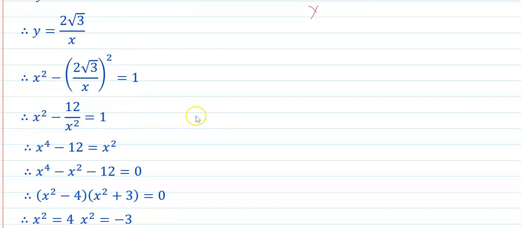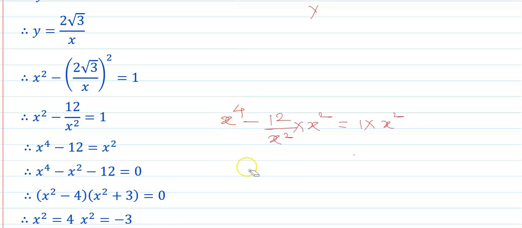Then x square into x square. First term will become x raised to 4. Next 12 upon x square into x square. Next 1 into x square. Here x square get cancelled and therefore you will get x raised to 4 minus 12 is equals to x square. Okay. पुन्हा हे x square आपण left hand side ला आणणार.